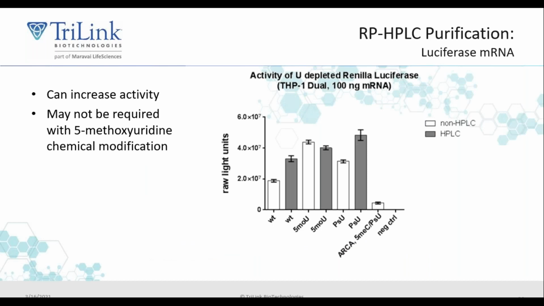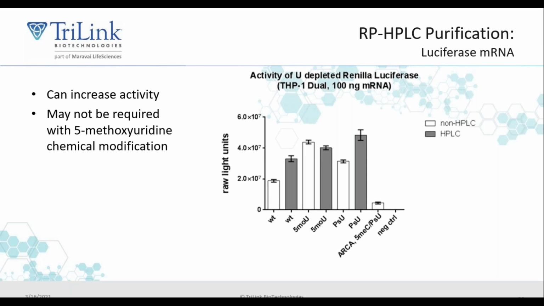So here we wanted to test a comparison of HPLC and non-HPLC purified Renilla luciferase, and we measured the activity of each sample. Additionally, to add another wrinkle into this, we compared wild type, 5-methoxy-U and pseudo-U modified samples. The wild type samples clearly tend to favor HPLC purified lots. The pseudo-U modified samples also seem to show favorability to the HPLC purification, with both iterations having an increased activity level when compared to their wild type counterparts.